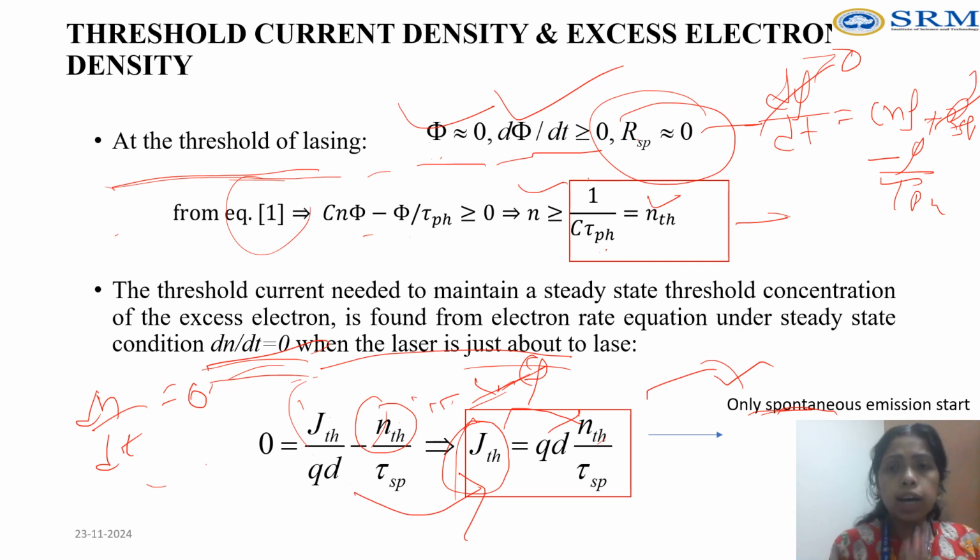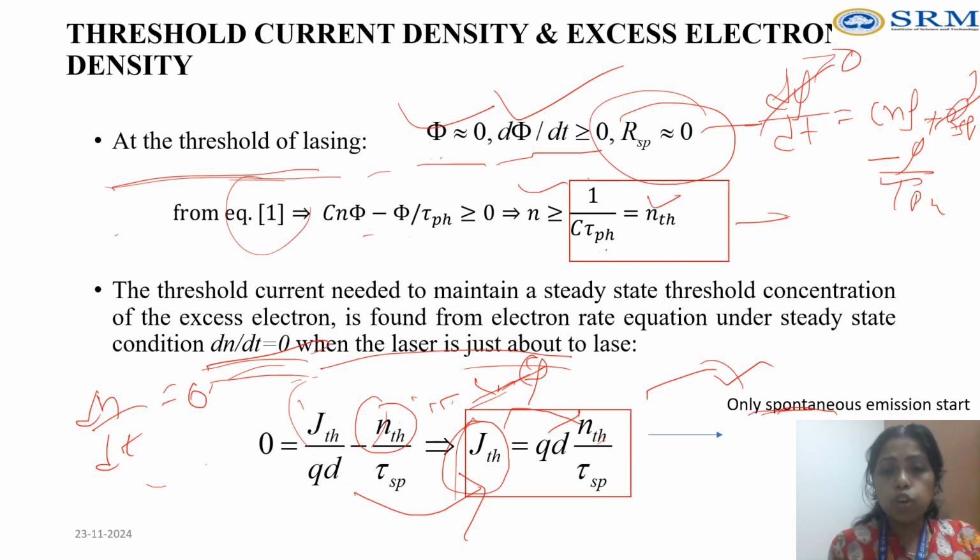At that moment the electron rate is not changing. The electron is constant; the electron rate is not changing with respect to time. That's why dN/dt is equal to 0. And if you substitute this, you will get the threshold. So this is the moment. If you give this much threshold current, the nth amount of electrons will be produced. Those electrons will be responsible for the spontaneous emission. At that moment, spontaneous emission will start.